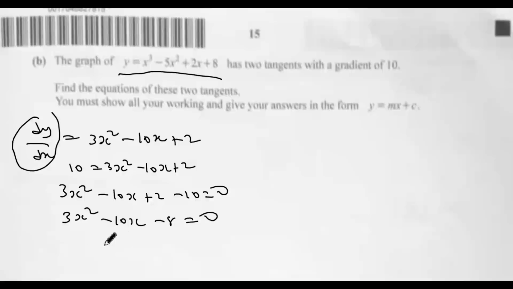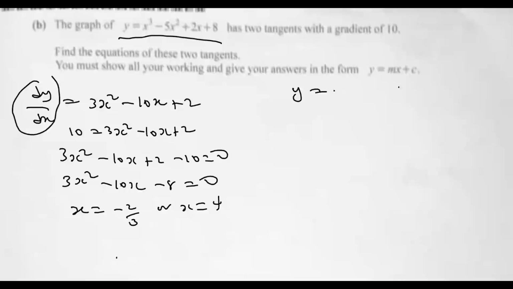So we need to solve this quadratic equation. If you solve it, you get x equals minus 2 over 3 or x equals 4. So we need to get the y value. What is the value of y when x equals minus 2 over 3? And what is the value of y when x equals 4? So we need to substitute into this, y equals x cubed minus 5x squared plus 2x plus 8.